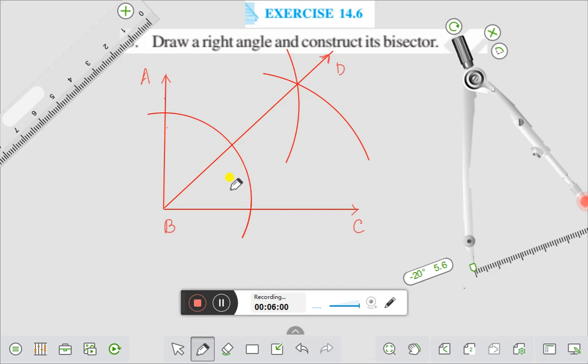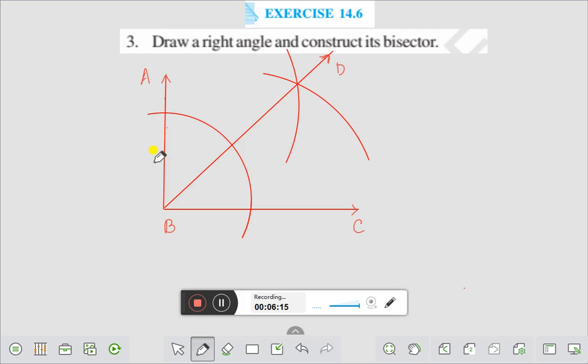Now we have made a right angle with the help of a protractor. Here you can see that angle. Now we will remove this compass and this arrow also. Now here you find that angle ABC is equal to 90 degrees.